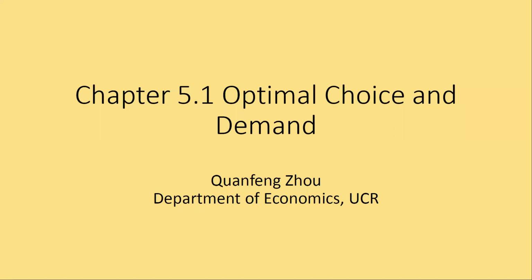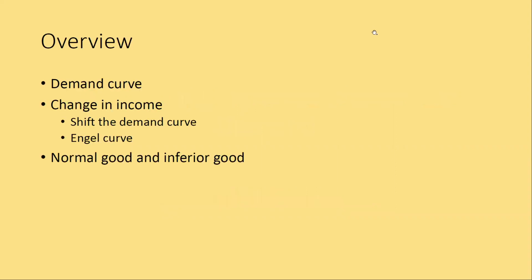Hi everyone. We finished chapter 4 and we have solved the consumer's utility maximization problem. We are now ready to derive the demand curve for the consumers. So in this video, we are going to first derive the demand curve.